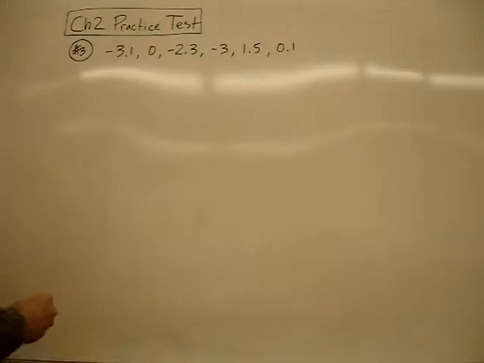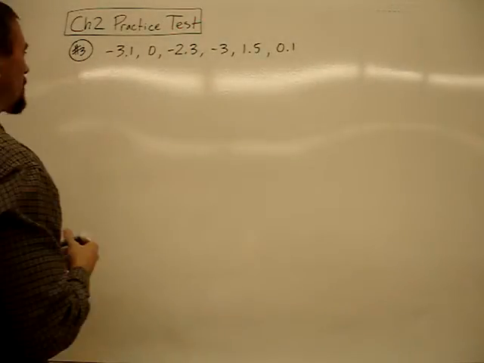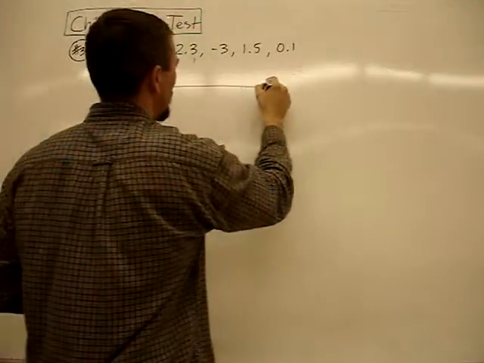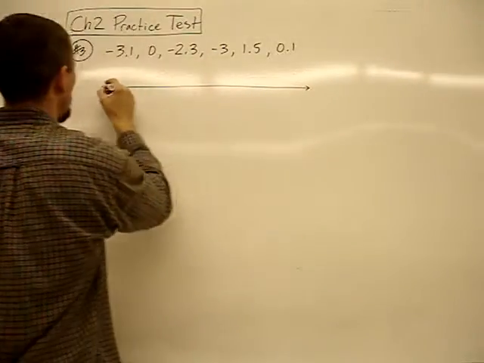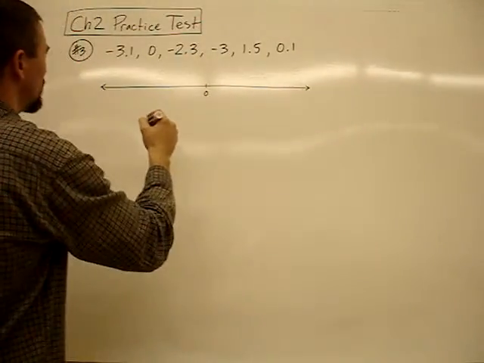Here we are again with the same sort of problem, only this time with decimals instead of fractions. This is number 3 from my practice test for Chapter 2. I would recommend, if you're having a hard time seeing this stuff, to use a number line, just as the book suggests. We'll put 0 right in the middle.